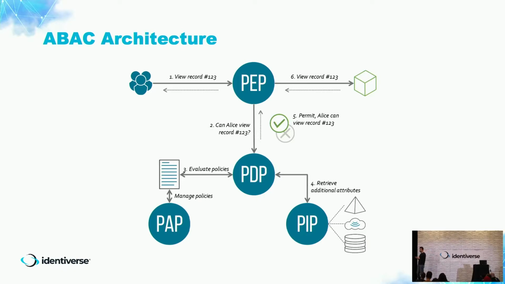Policies are deployed to these decision points, and they are authored in a policy authoring point, the PAP. And the PAP allows us to do this change management stuff. You make the changes, you make sure that they go through change management, and then you deploy.